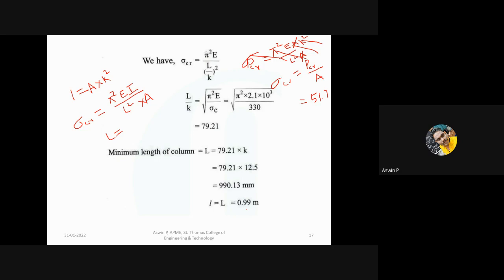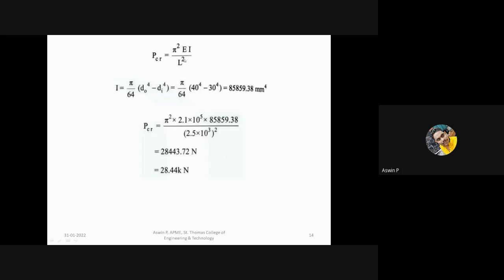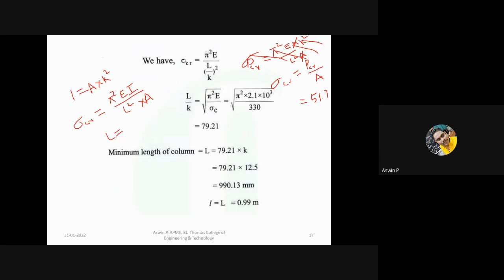When we are calculating, we haven't considered the crippling stress, because here they have given sigma c, and when we are calculating Euler's equation, there is no stress term. So you need to find the stress and back-determine the minimum length required for the column. This is the way of solving this.